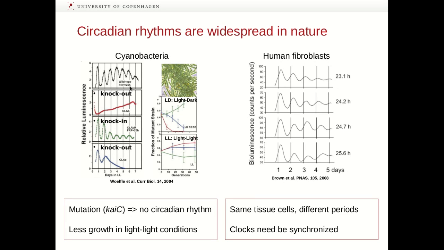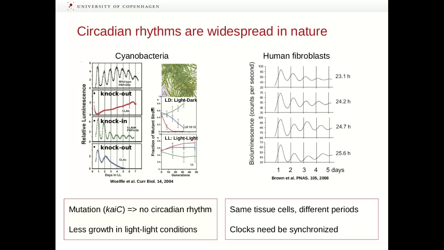25 hours. Now, if you knock out one of the central genes that encode a protein that is essential for the core oscillator of a circadian rhythm, you can see that the oscillations die out. If you then knock in the same gene, you can see that the oscillations recommence. But if you knock out another gene, which is also essential for the core rhythm, the oscillations die out.